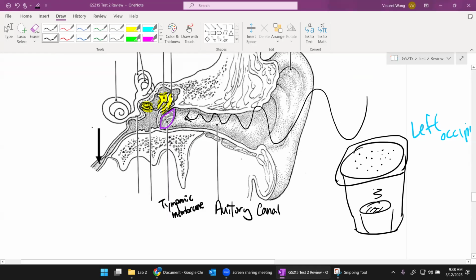Right? So the speaker creates a sound, and then the shrink wrap is like the eardrum, and then it takes the sound and changes it back into motion. That's essentially what's happening in the tympanic membrane.